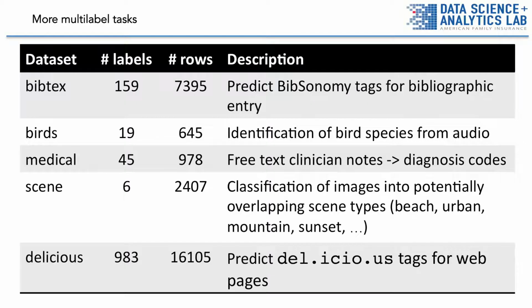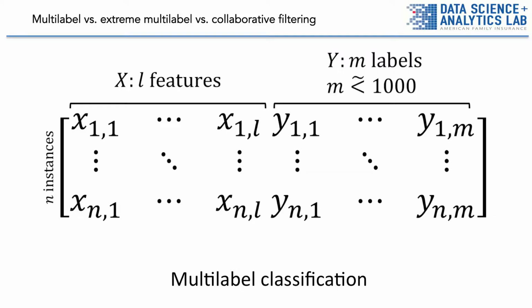And these are pretty diverse in terms of the number of labels, ranging from six labels up to almost 1,000 labels for Delicious. And then the number of rows as well, from under 1,000 up to around 16,000 for Delicious. And that spans the space of what I really want to talk about in terms of multi-label modeling.